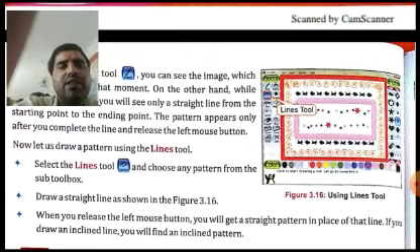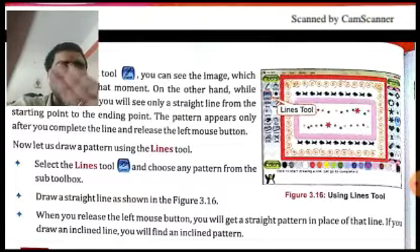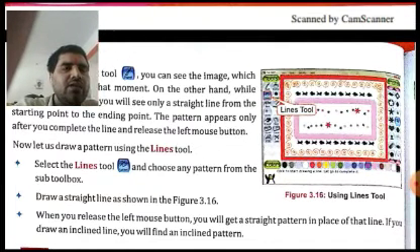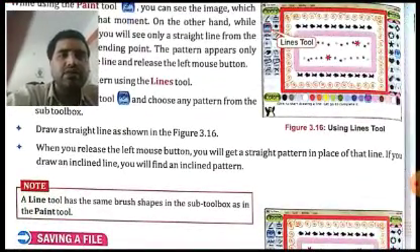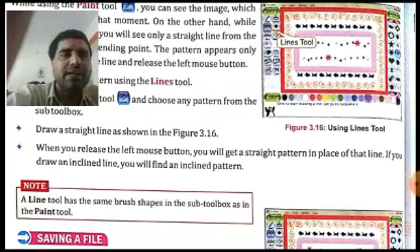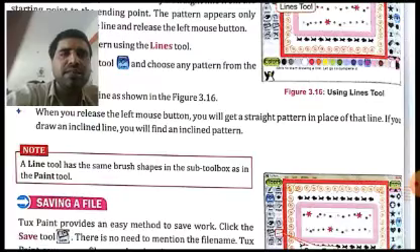If you draw an inclined line, then we will get an inclined pattern. If you draw a straight line, the pattern will also be straight. In this way, we can draw different types of patterns by using the line tool. The line tool has the same brush shapes in the sub tool box as in the paint tool. This we have already told you.